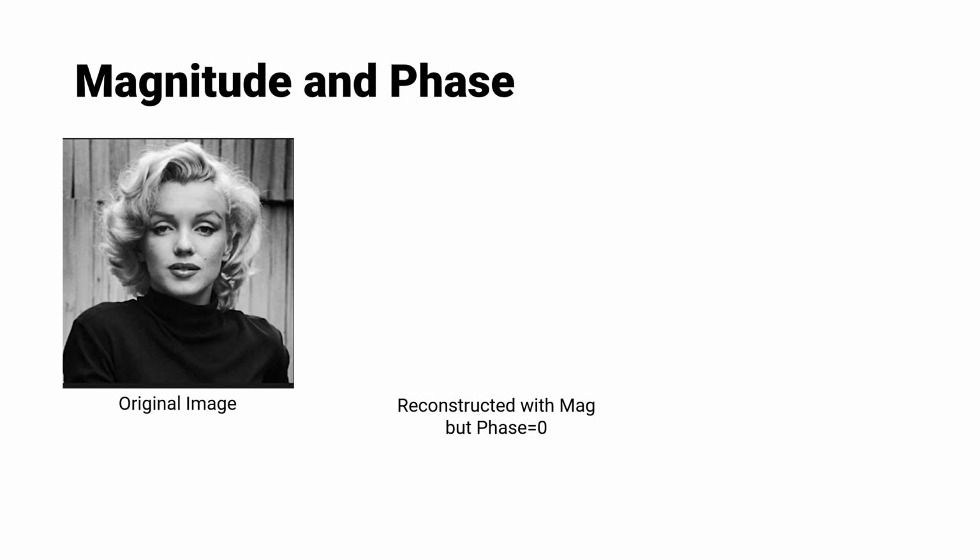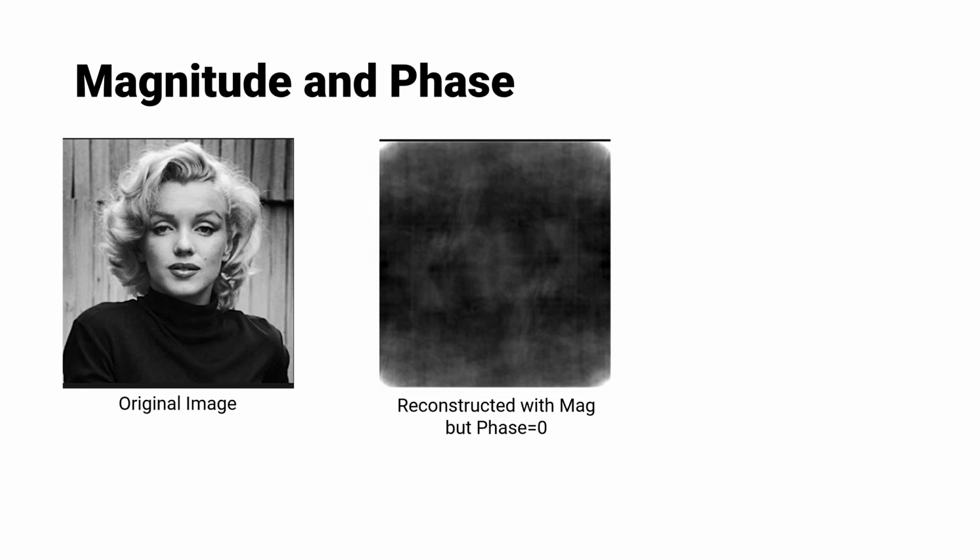If you were thinking that you would still see Marilyn, it is very interesting to see that you would actually see nothing at all. There is no order and structure. The magnitude information is not that useful for reconstruction of the image. Now let's flip this around. Let's take the same Fourier transform again.